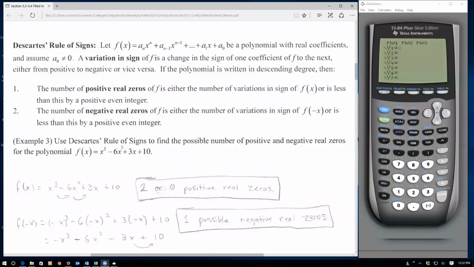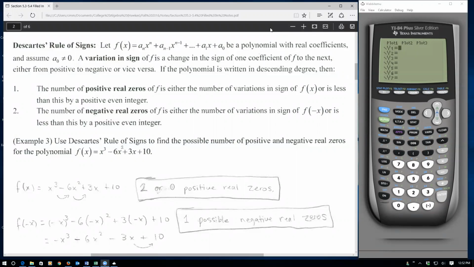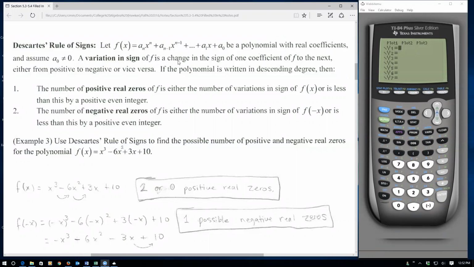Hello, today I'm going to show you an example of things that can help us find the zeros of polynomials. So the first thing is Descartes' rule of signs. Essentially it says if you have a polynomial with real coefficients and your constant term isn't zero, then we're looking for the variation of signs.